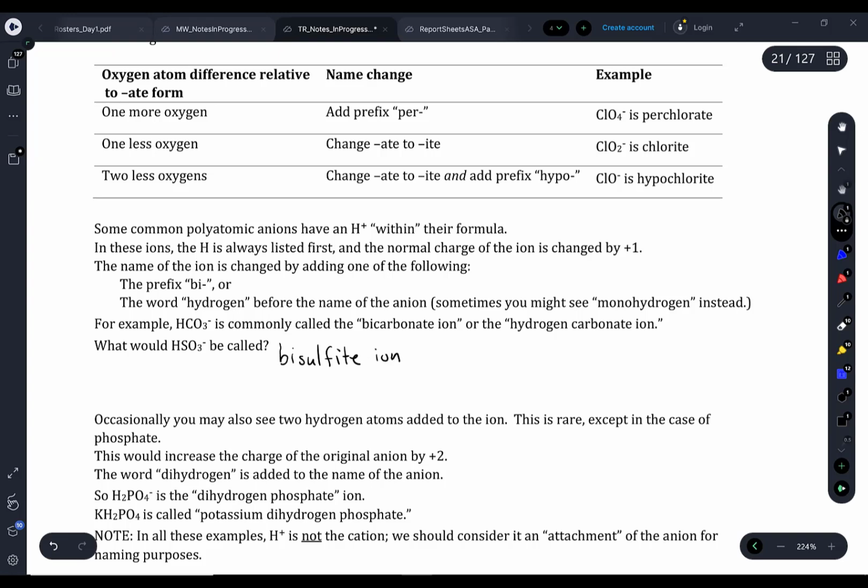Will it ever be found by itself? No, it's always going to have a chaperone. An anion will always have a cation. So you can't buy bisulfite. You can buy sodium bisulfite, potassium bisulfite, copper 1 bisulfite. You get the idea, right? So they will always come with a partner.